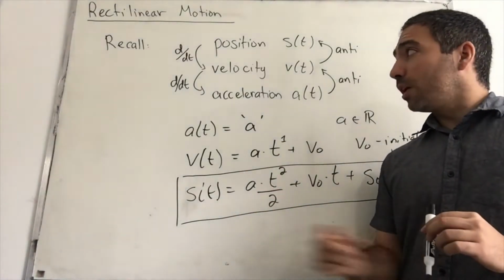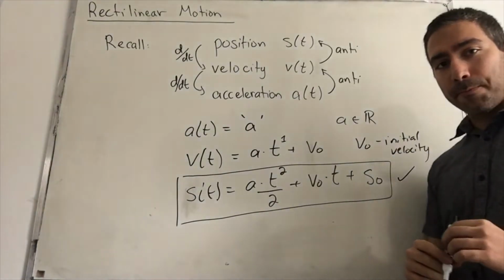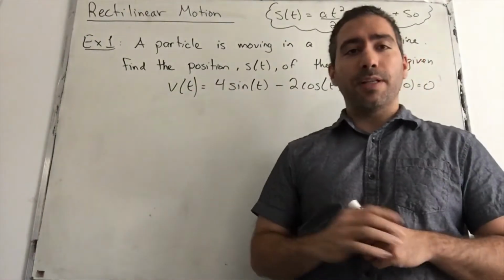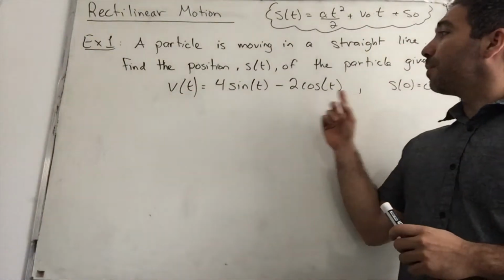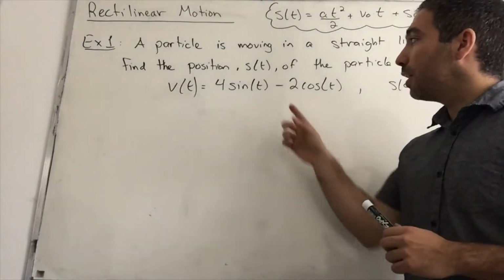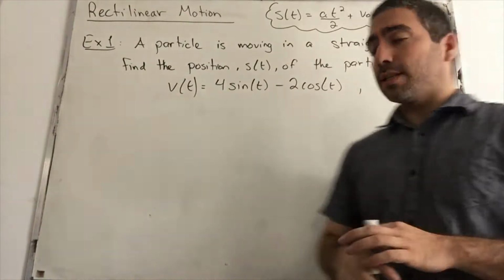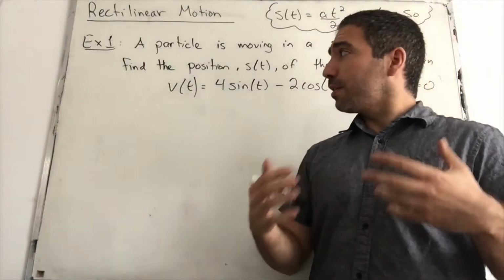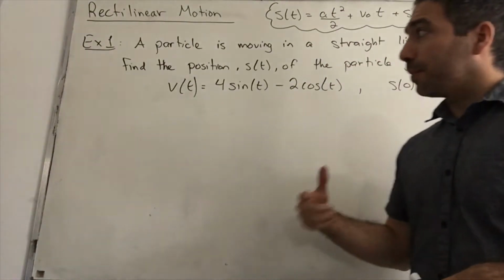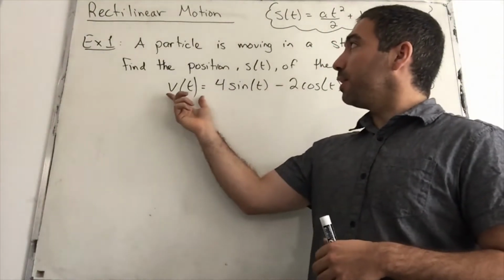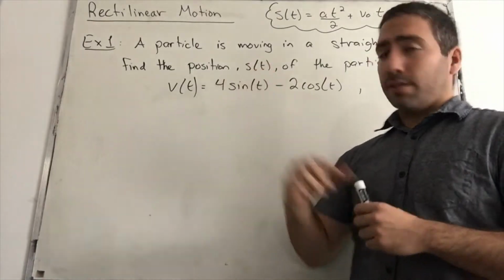Okay, so let's go ahead and look at a couple of examples. So the next example says a particle is moving in a straight line. They want us to find the position function s of t of the particle, given that its velocity function v of t is equal to 4 sine t minus 2 cos t, and they tell us that the initial position s of 0 is equal to 0. So this is similar to what we saw in the previous video, but instead of using f of x and finding the original function, we're using v of t and antideriving to get s of t.